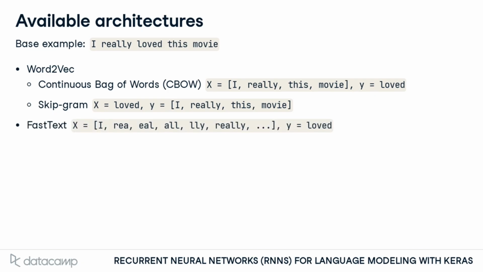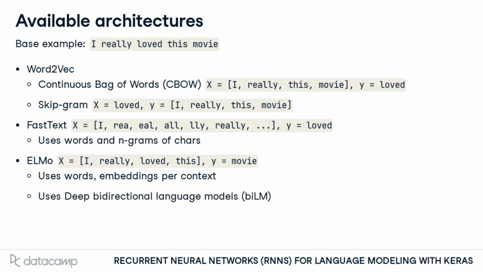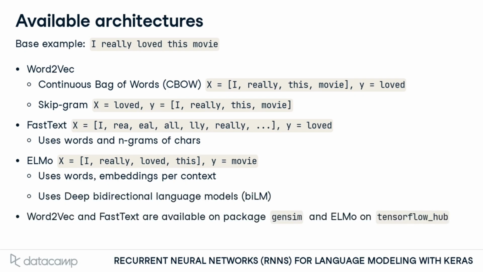FastText was created by Facebook in 2016 as an improvement of the Word2Vec model. It uses a word and n-grams of its characters to train the model. Finally, ELMo was created by Allen Institute in 2018 and achieved state-of-the-art in many NLP tasks. It uses words and bidirectional layers to train the language model. Word2Vec and FastText are available in the package Gensim, while ELMo is available on TensorFlow Hub. ELMo is out of the scope of this course.